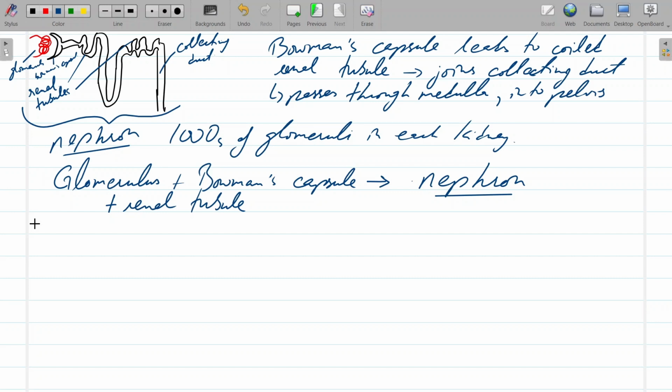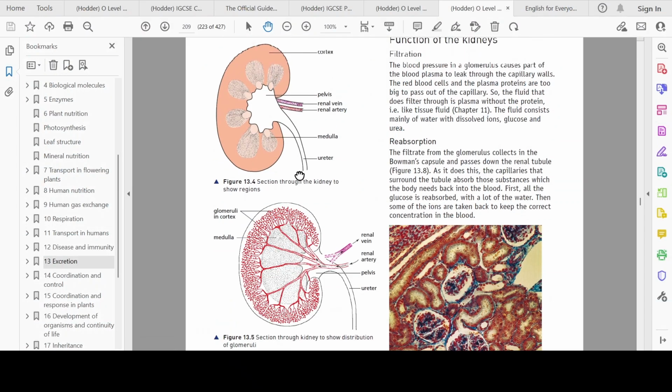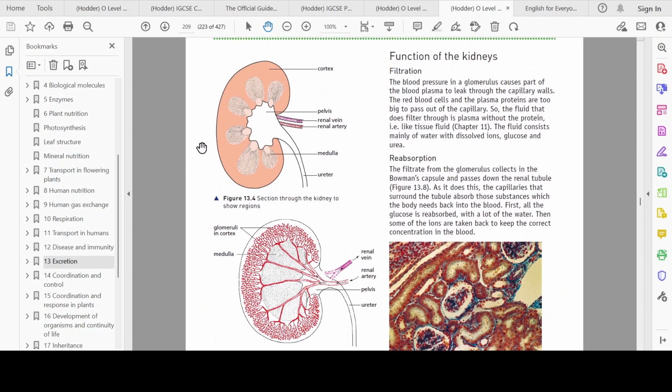Okay, now let's talk about this function of the kidney. I'll take you to the book, show you the illustration, and then cover this last part from the book itself. So this is a section through the kidney. This darker part is the cortex.